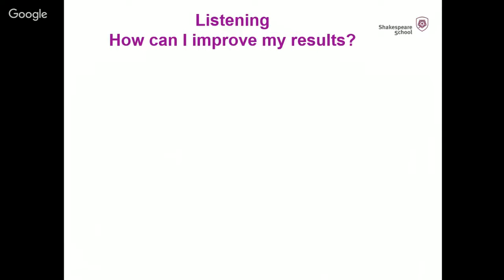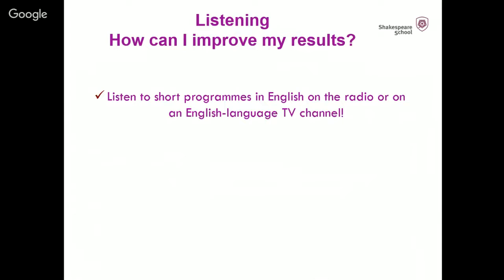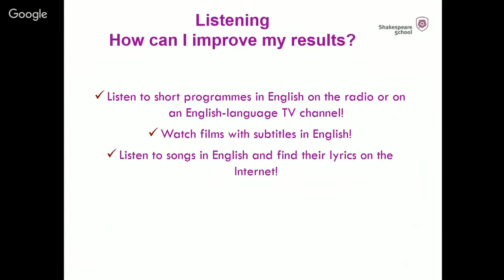So how can you improve your results once you've taken this test? Listen to short programs in English, of course, or on an English language TV channel. There are plenty on YouTube, and there are plenty online overall. You don't have to go beyond your own capacity to try and find these types of programs. And when you do, watch them with subtitles if you can, if they are provided. And don't forget to also listen to songs.